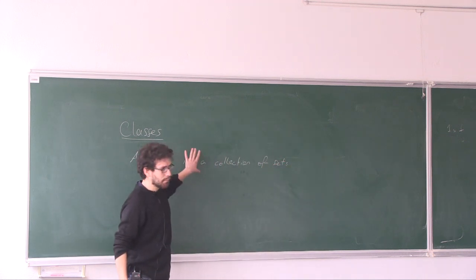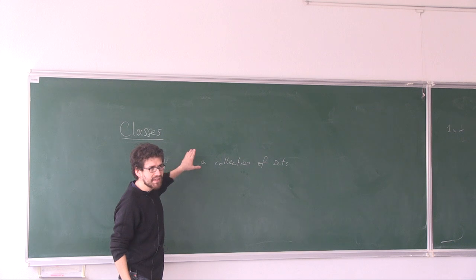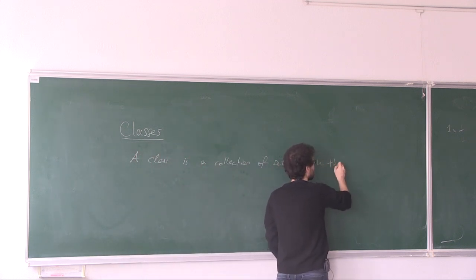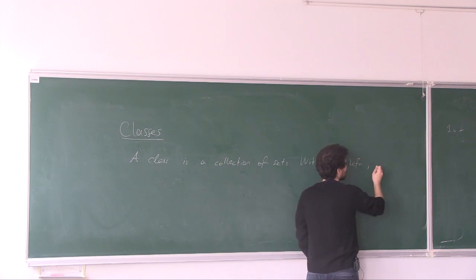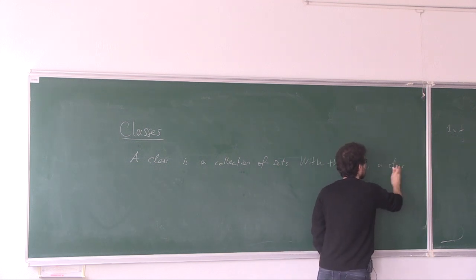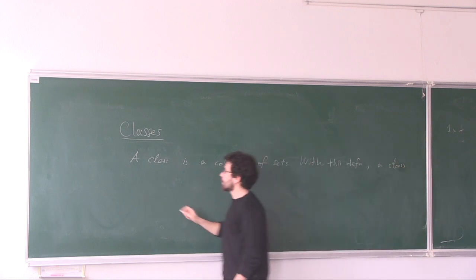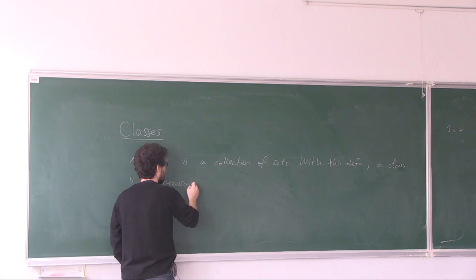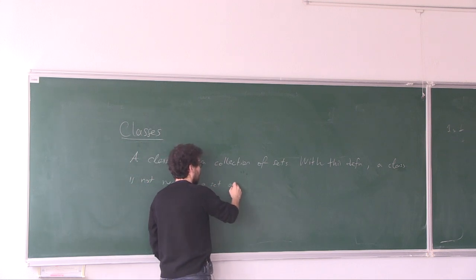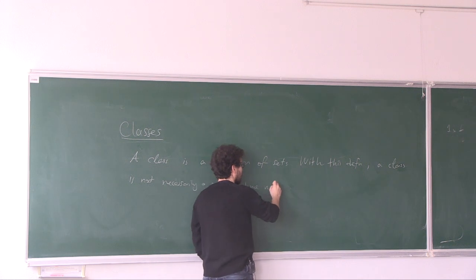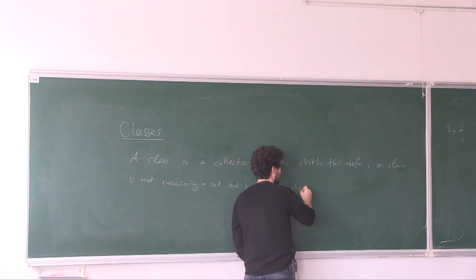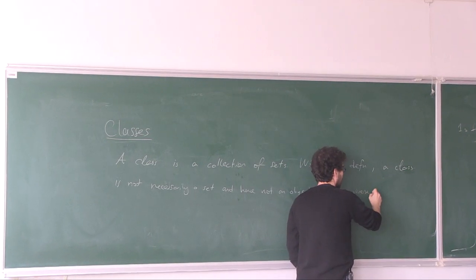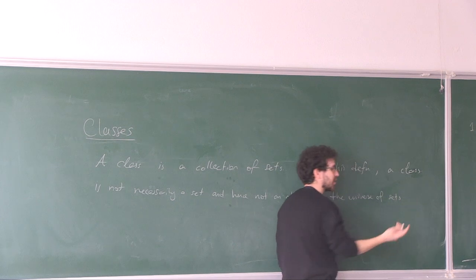Now, this is an informal definition. With this definition, a class need not be a set. With this definition, a class is not necessarily a set, and hence not an object in the universe of sets. So a class may not be an object in the universe of sets.